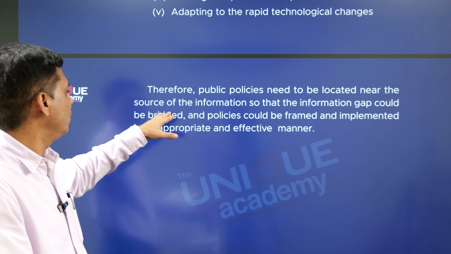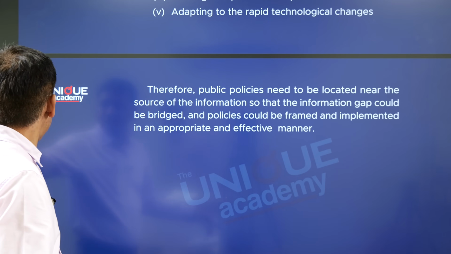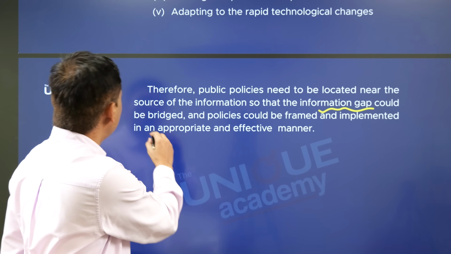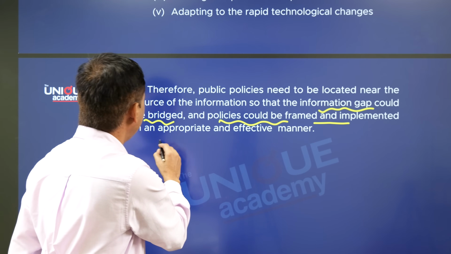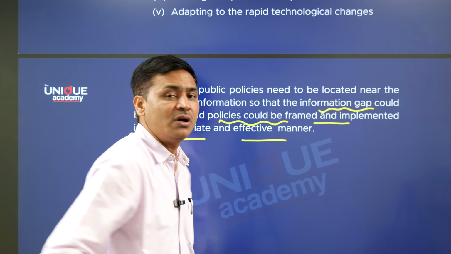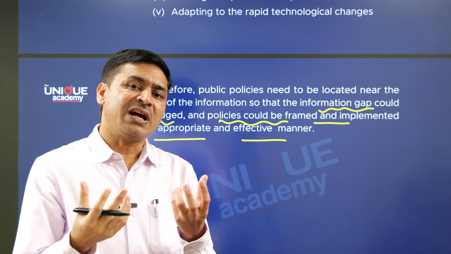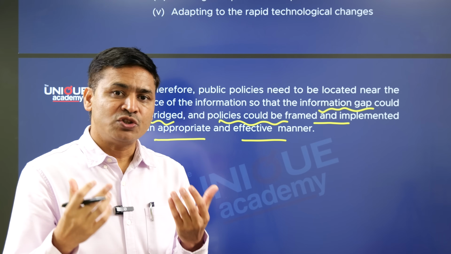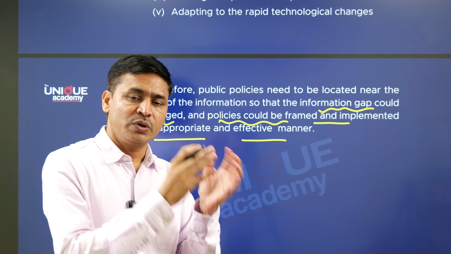Public policies need to be located near the source of information so that the information gap, that conclusion is important, could be bridged and policies could be framed and implemented in an appropriate and effective manner. Okay, so what kind of relationship, what kind of connection should one expect, or we generally expect between two locations, let us say.